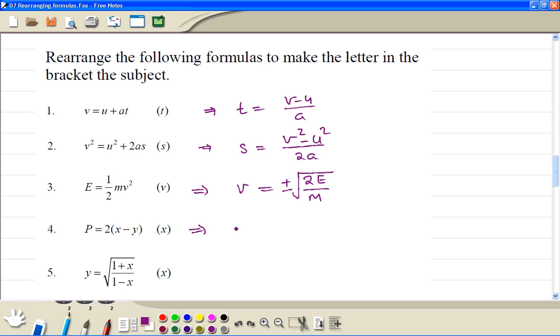Here we remove the bracket first, so it's P equal to 2x minus 2y. Then we have 2x equal to P plus 2y. Therefore x is equal to P plus 2y, all divided by 2.